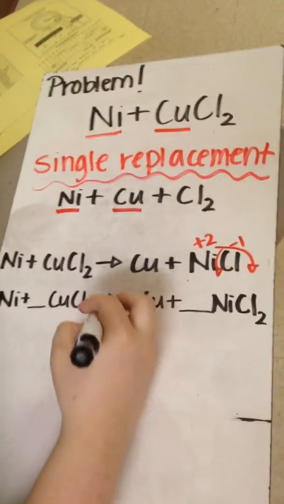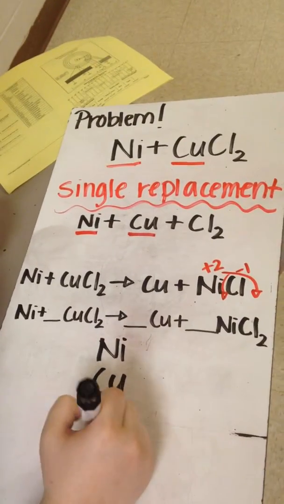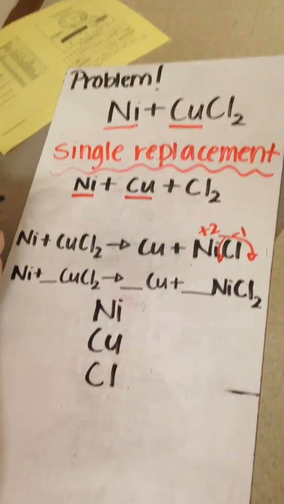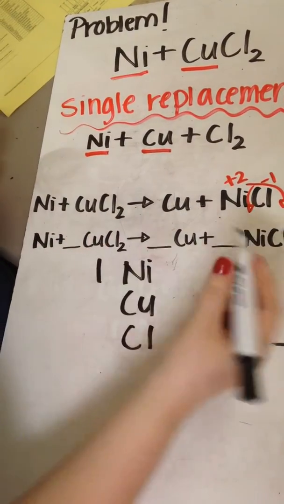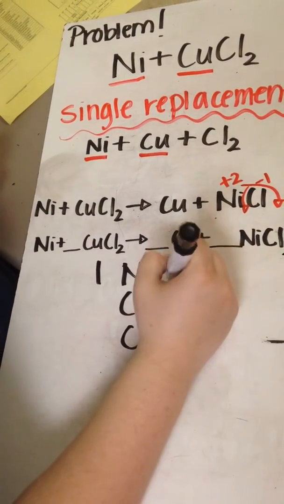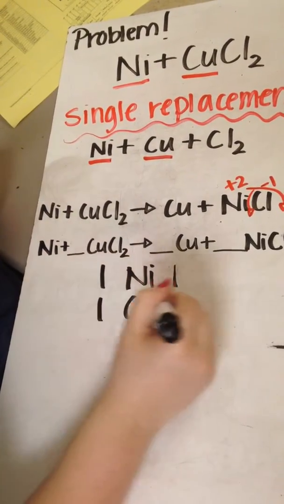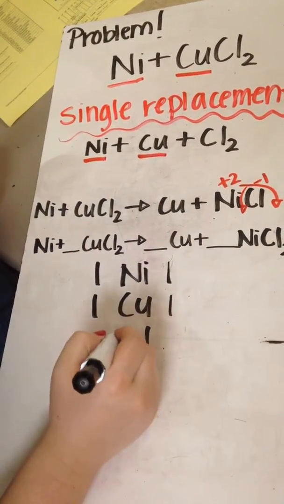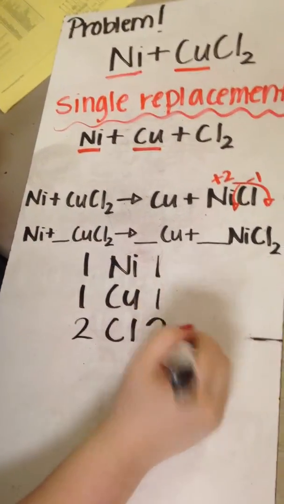The next step that we left these blanks for is so we can balance the reaction. So you're going to write out what elements you have: nickel, copper, and chlorine. And you're going to go from the left to the right side. On the left side you have 1 nickel. On the right side you also have 1. For copper, on the left and right side you also both have 1. And as far as chlorines, based off the subscript, you can tell that you have 2 on the left side as well as 2 on the right.